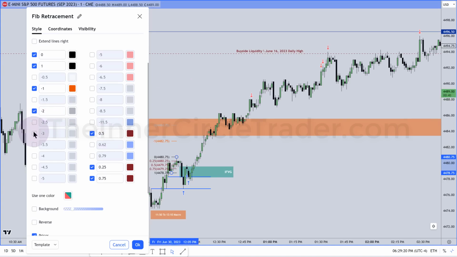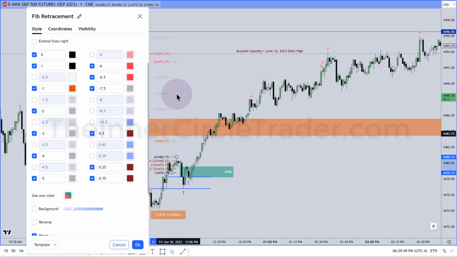But now we have 3 standard deviations, 4 standard deviations, 5 standard deviations, 6, 7.5. Where does 7.5 land? Now, if I show you 6.5, that's right at that old high. You see that? 4493.75. That right there tells me that it will definitely reach for that liquidity. Remember, 4493.75 is the high of June 16, 2023.